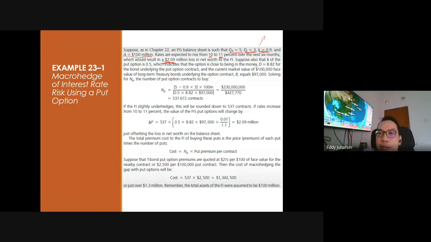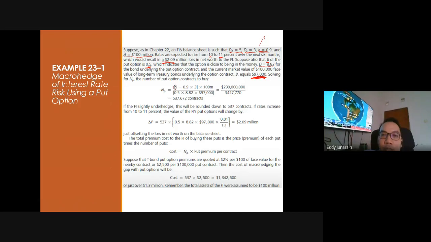So you find an option contract. The delta of the option is 0.5, and this is dP/dB, the change in option value per $1 change in the underlying bond value. Duration of the underlying bond is 8.82, and the market price right now is 97,000 of the bond, okay? 97,000. And then we put into the equation.